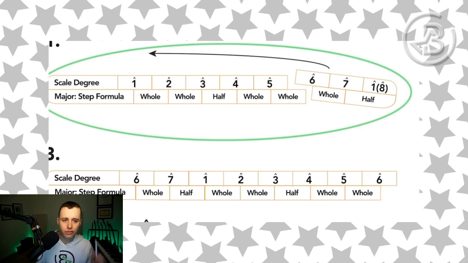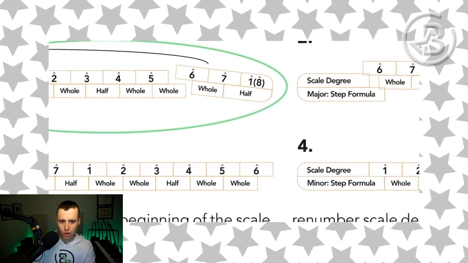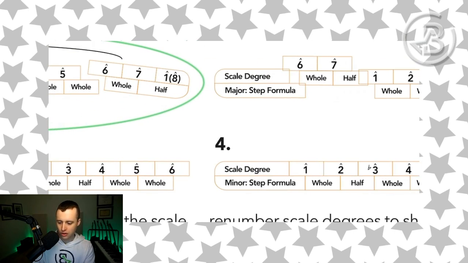Now, just like before when we visualized the connection between the relative major and the relative minor by moving the scale degrees around, we're actually going to do the same thing with scale degrees and the step formula. So watch what happens. When we move the step formula, we have this whole and half here. That's what we're moving. Between scale degree 6 and scale degree 7 is a whole. Between scale degree 7 and scale degree 1 is a half.